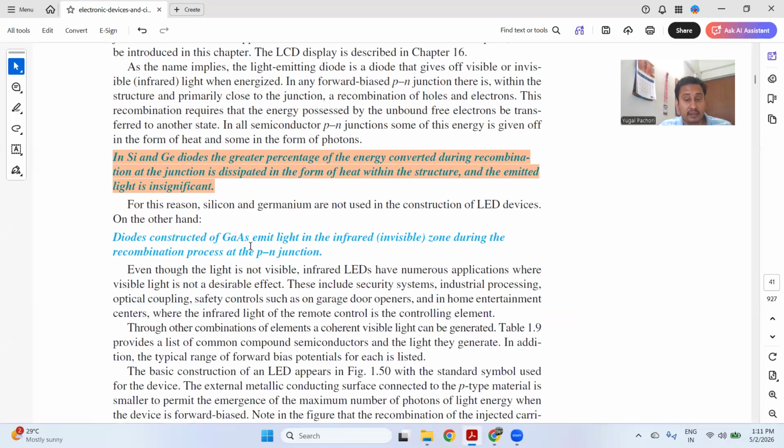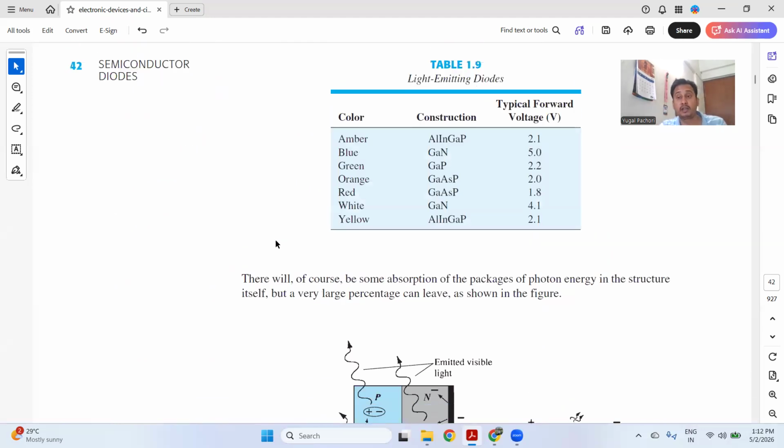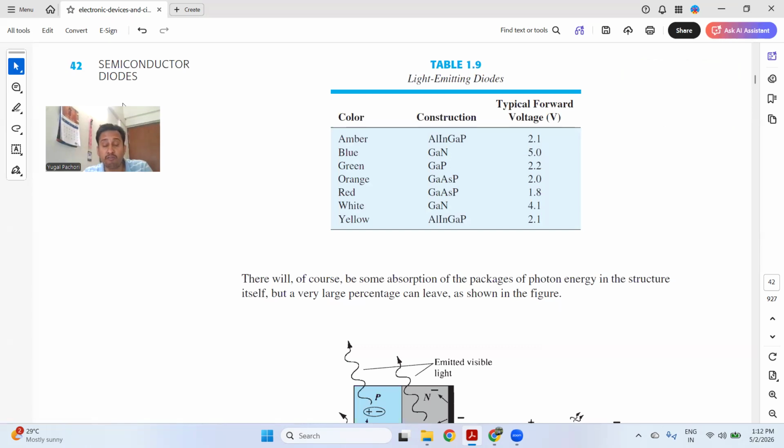However, diodes constructed of gallium arsenide emit light in the infrared region. So gallium arsenide also emits light, but it is in the infrared region. And the infrared region is not visible to the naked eye. We have to wear special spectacles to see the infrared or the invisible zone of the light. Now, let me talk about what materials emit light in the corresponding visible range.